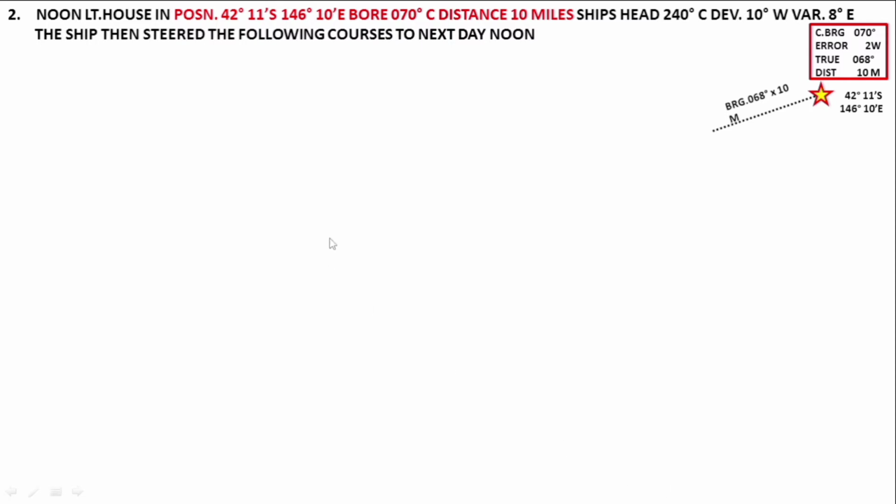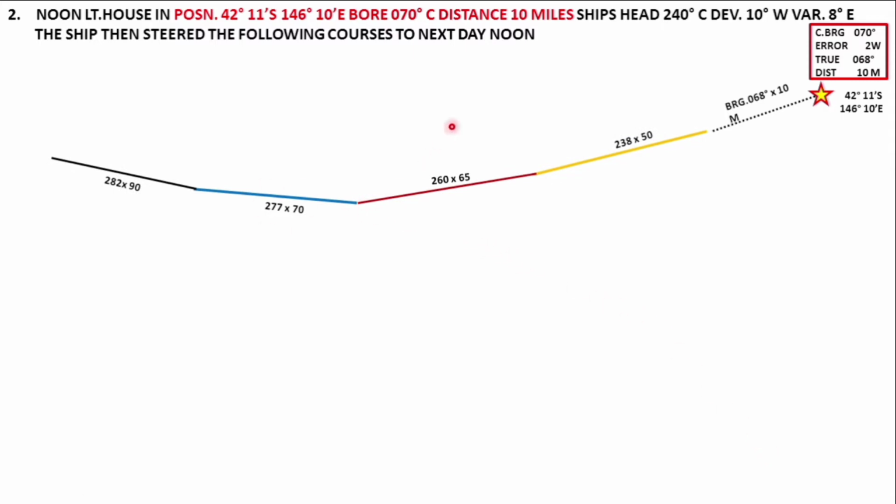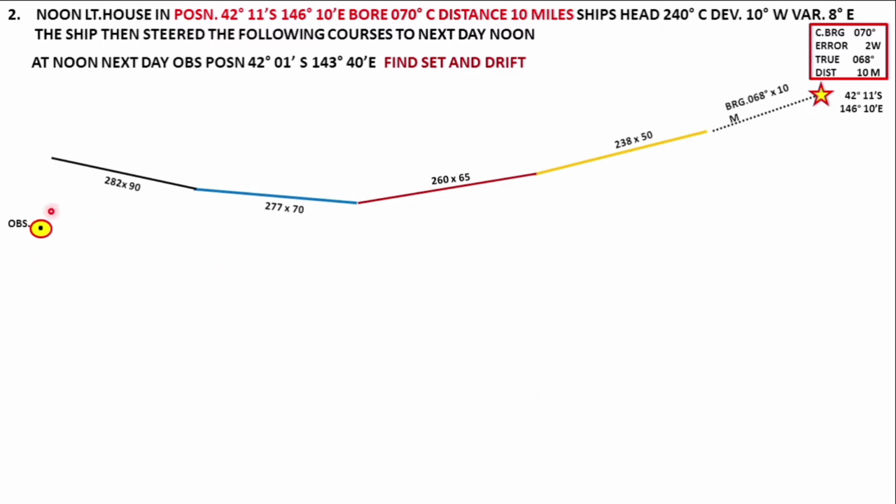In this question, the bearing has been given, which I have converted into true. And then all these courses have been followed the next day, with distances. He says at noon he has given me a position, so this is my observed position according to him. Now to find the set and drift, which is what is being asked in this question, I would require the DR position next day noon. I would have to calculate my DR position next day noon.